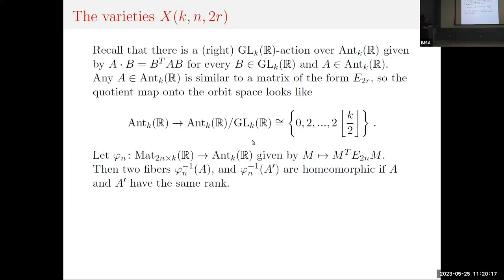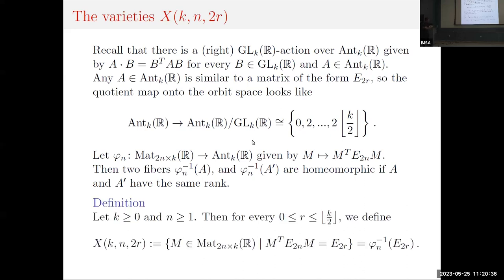Right, so if you have any two anti-symmetric matrices that have the same rank, then the pre-images are going to be homeomorphic. So I only have to look at 2 × K/2 matrices. That's this E2R that I wrote over there. So this is a variety, right? And that is determined by those equations here.